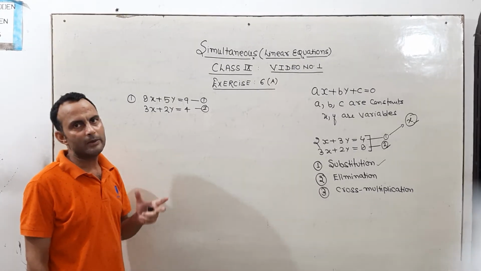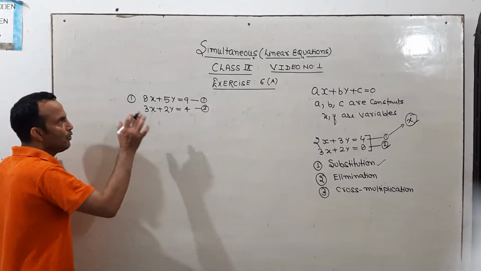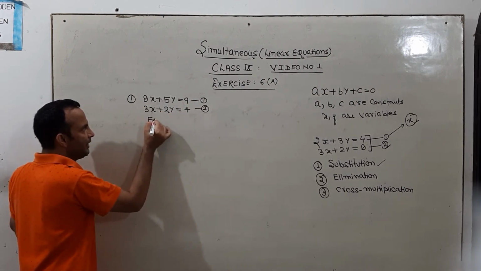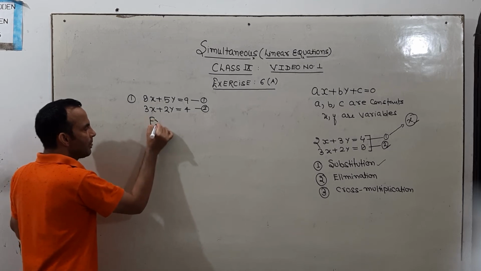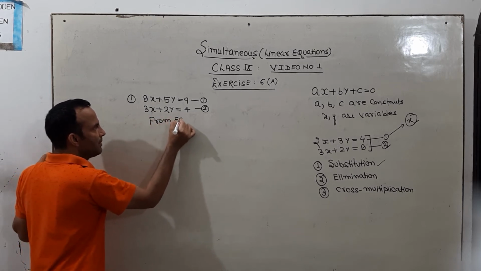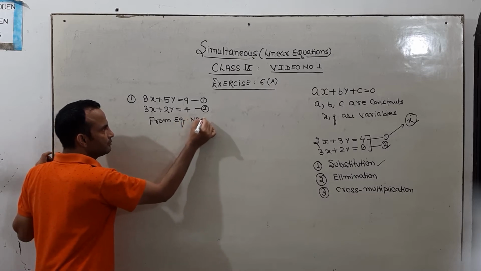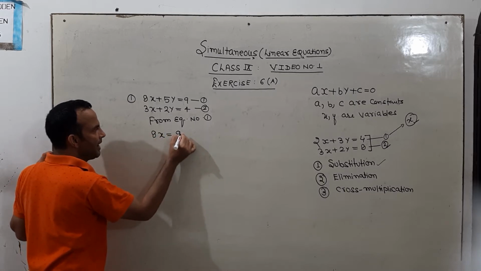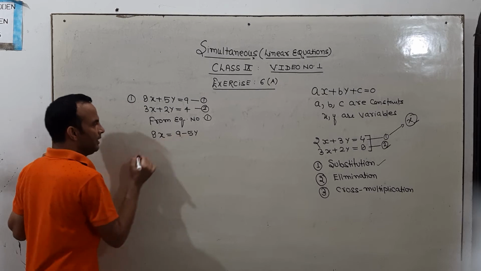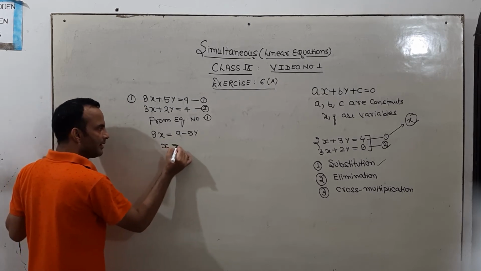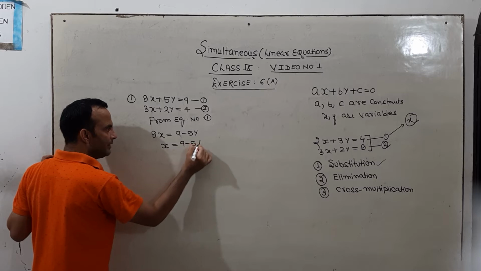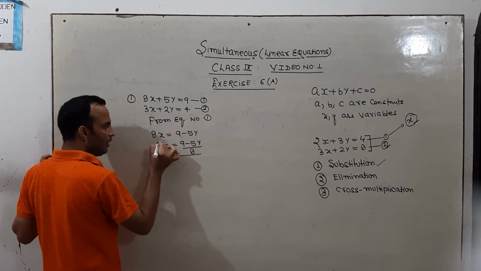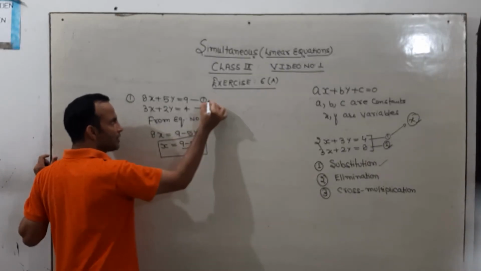My dear students, I have already told you this is a simultaneous linear equation. Find out the value of any variable from any one equation. So I am going to find out the value of x from equation number first. So we have to write in this way. From equation number 1, 8x is equal to 9 minus 5y. Then the value of x is (9 minus 5y) upon 8. This is the value of x. We find this value of x from equation number first.